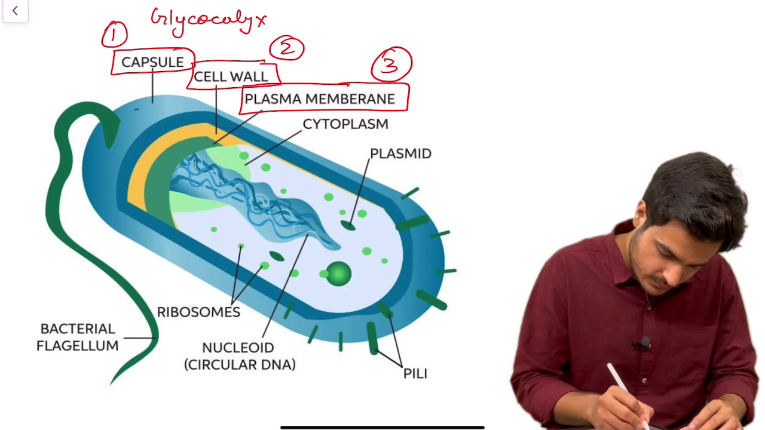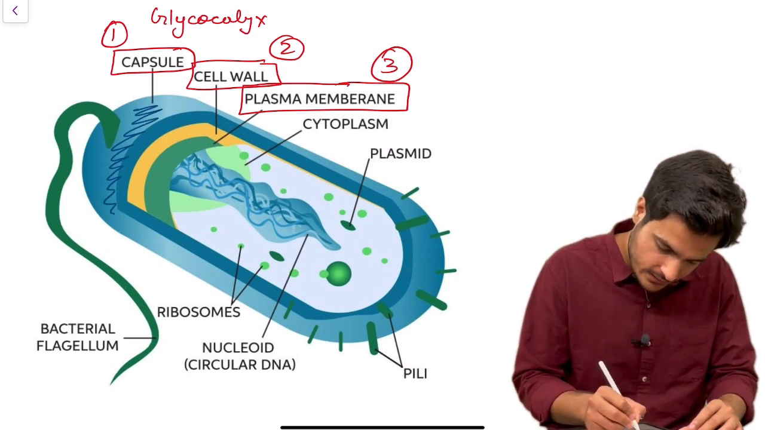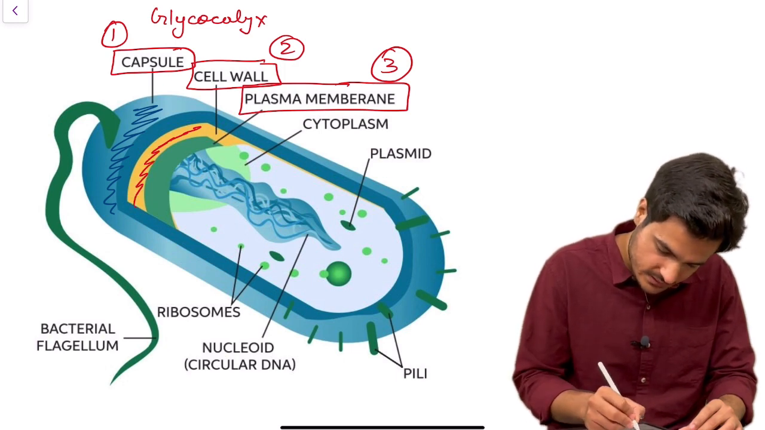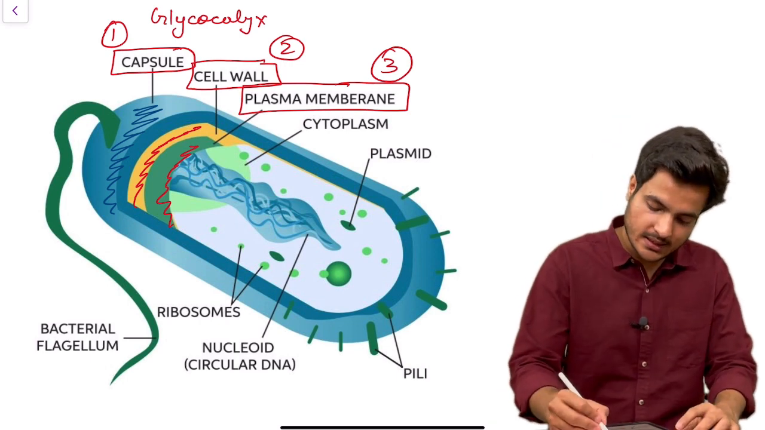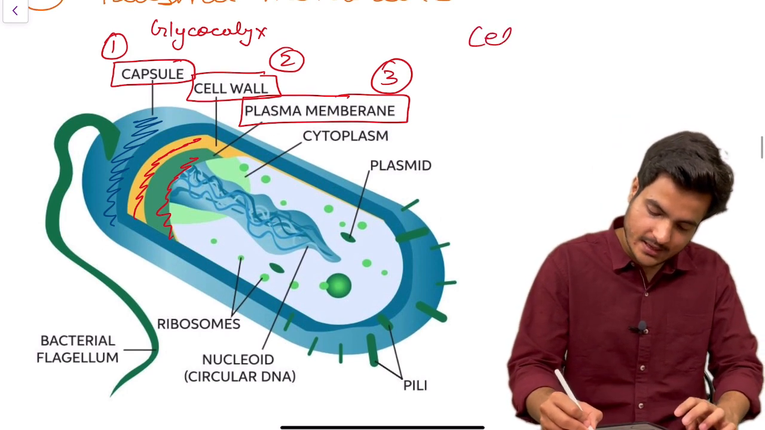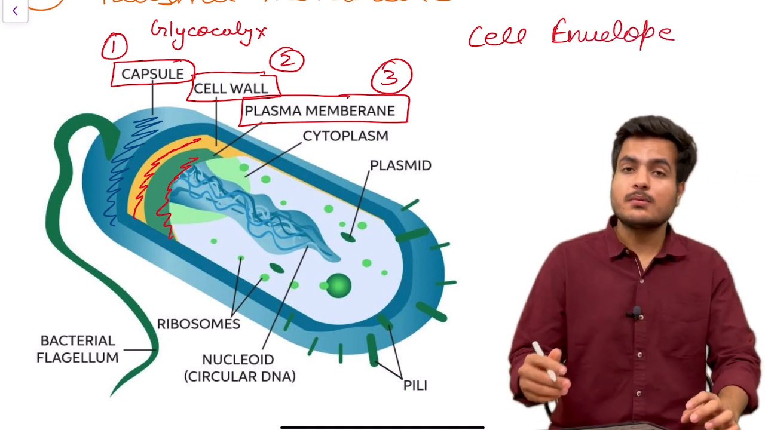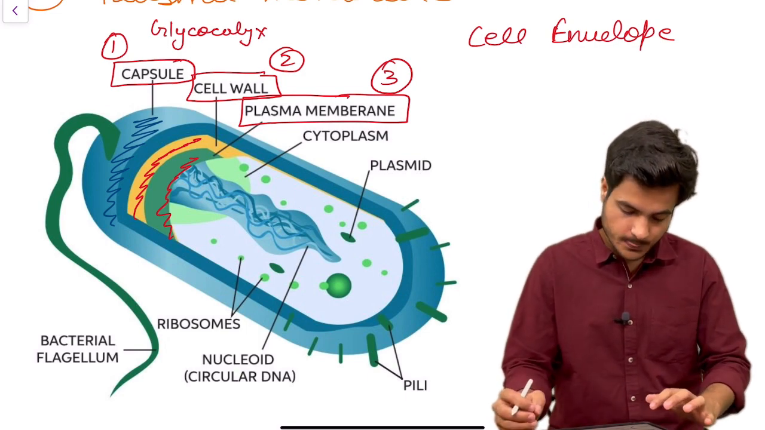Capsule is described as this blue layer. Yellow layer tells us about the cell wall, and the innermost layer, which is green, is the plasma membrane of the cell. These three layers together form the cell envelope, which is present in most of the prokaryotes and especially bacteria.